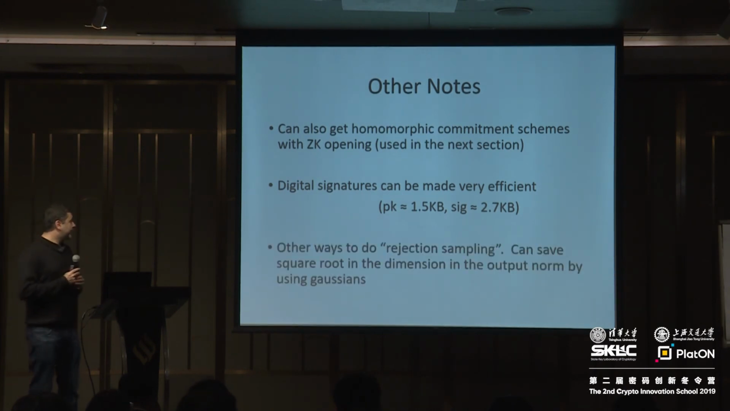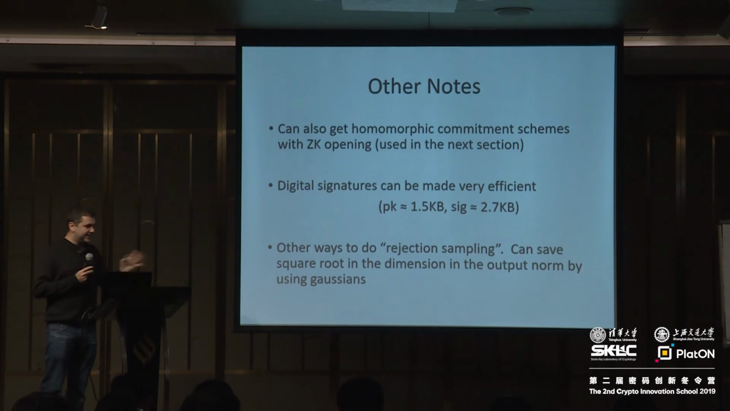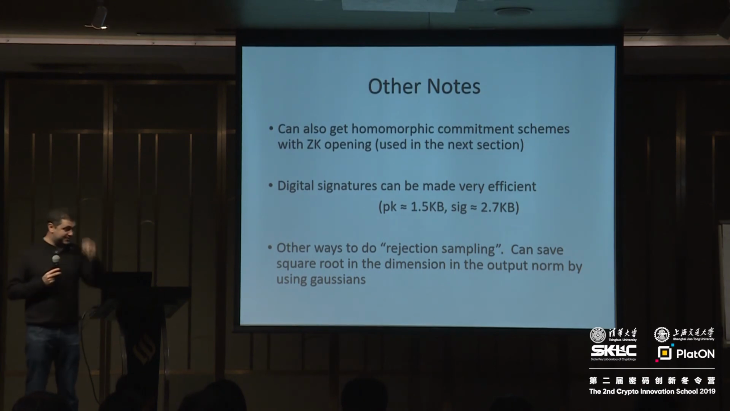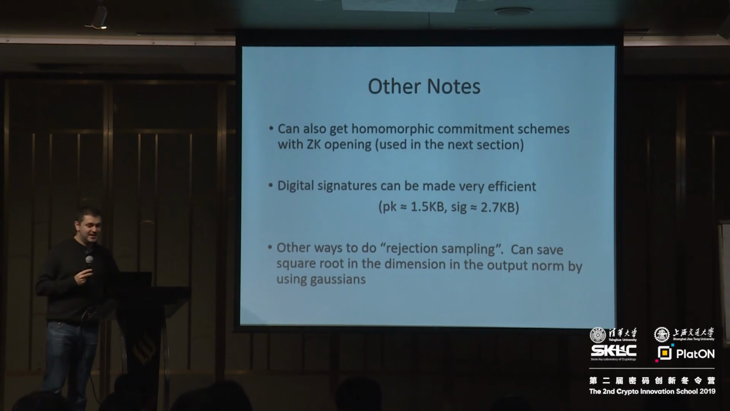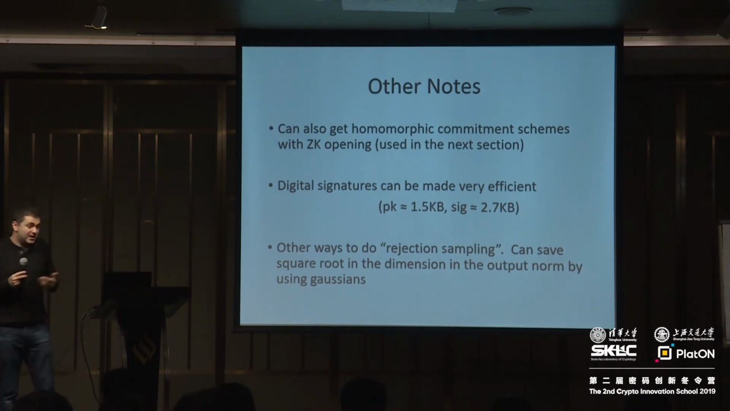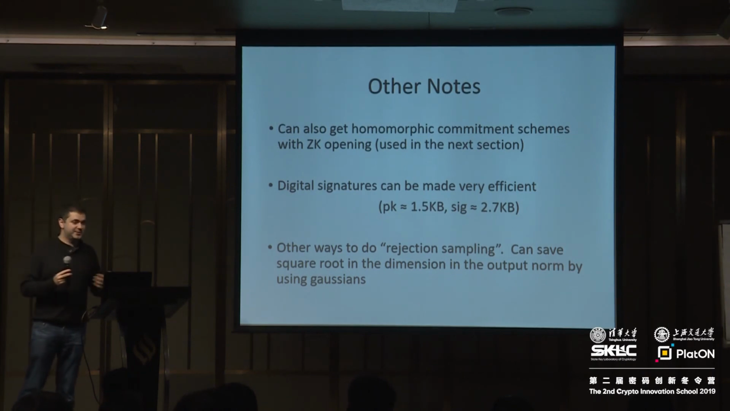And there are other ways to do rejection sampling. This rejection sampling was the technique of only sending the Z if it doesn't reveal anything about S. There's more interesting things you can do. There was a good question at the end of Chris's talk about why we are using Gaussians, and the answer was there's nothing special about Gaussians. They just make things work out tightly. You can use any distribution.